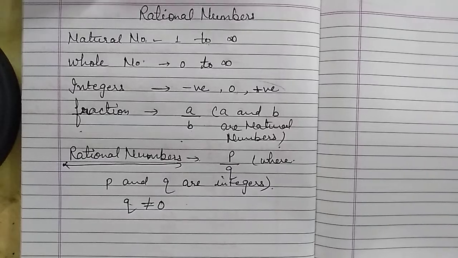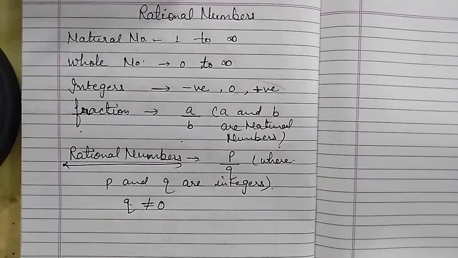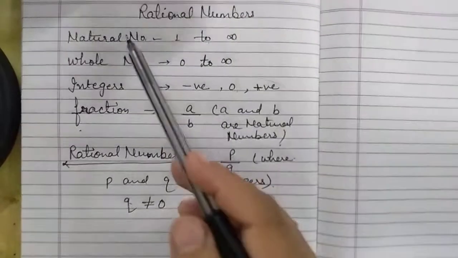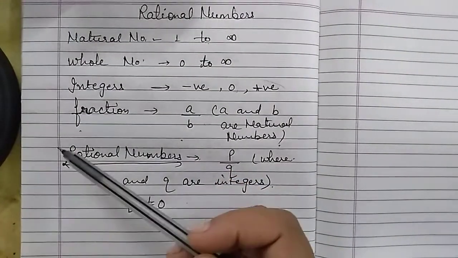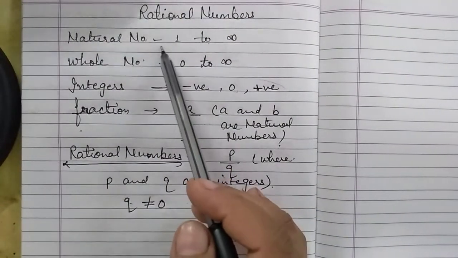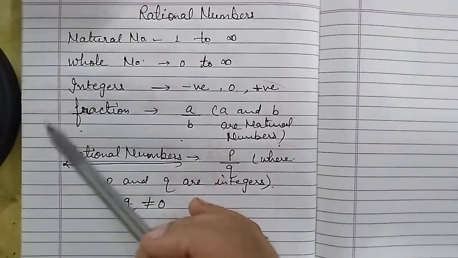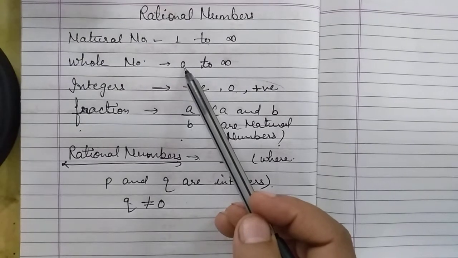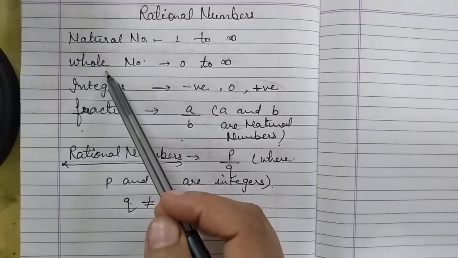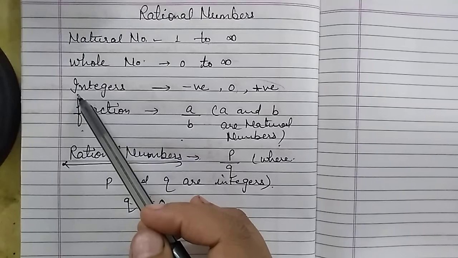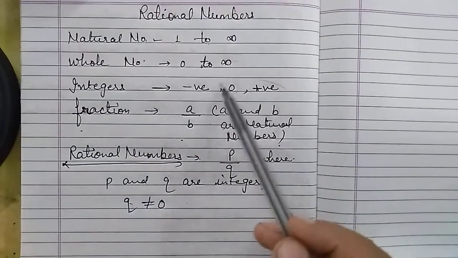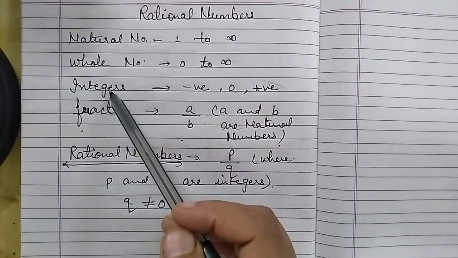Today we'll discuss rational numbers, but before that we have to understand natural numbers, whole numbers, integers and fraction numbers. As we know, all counting numbers, from 1 to infinity, are said to be natural numbers, and if we add 0 to natural numbers they become whole numbers, and if we add negative numbers to whole numbers then they become integers.